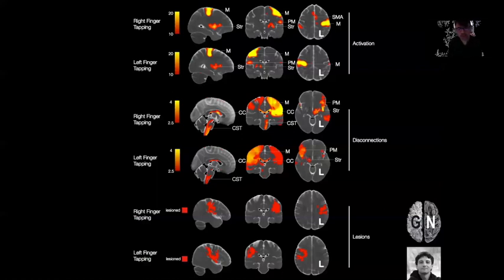This method that we provide allows you, for any pattern of activation, and here you have an example of right finger tapping and left finger tapping, to derive the profile of significant disconnections in patients with stroke that will explain this activation pattern, and then identify the lesions that are behind this pattern of disconnection. This dataset was provided by my colleague Laurent Petit, that you can see here at the bottom right, from the team Gin that I'm head of now.